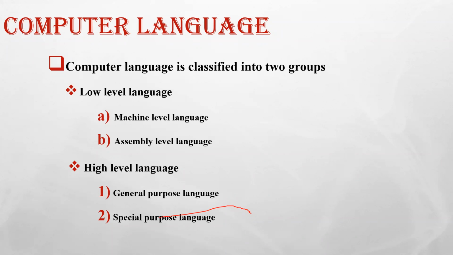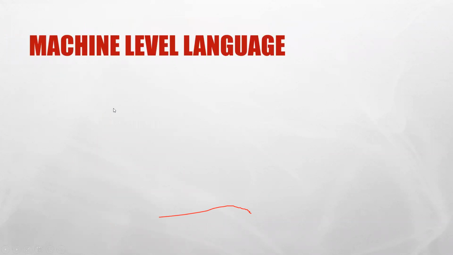When we speak about high level language, where a user performs some actions, we have two types: special purpose language and general purpose language. So let us see one by one what those are. First one is machine level language. So what is a machine level language?